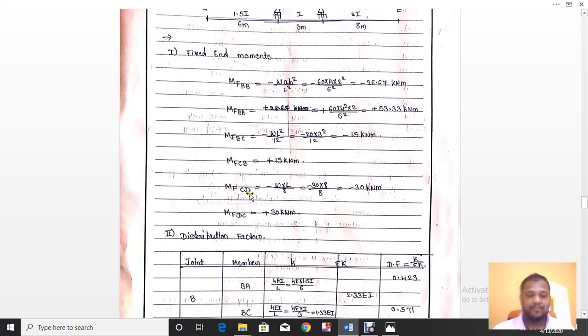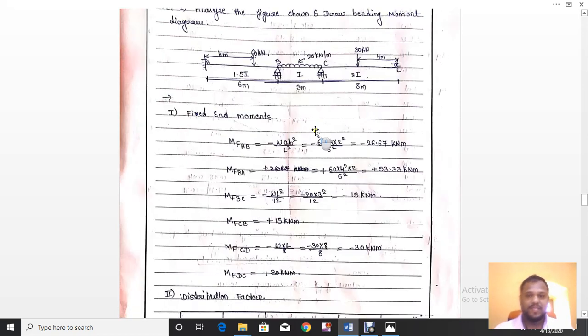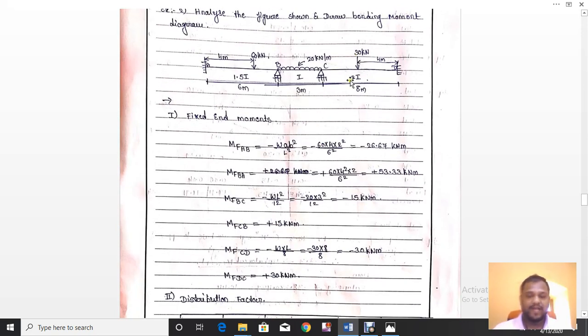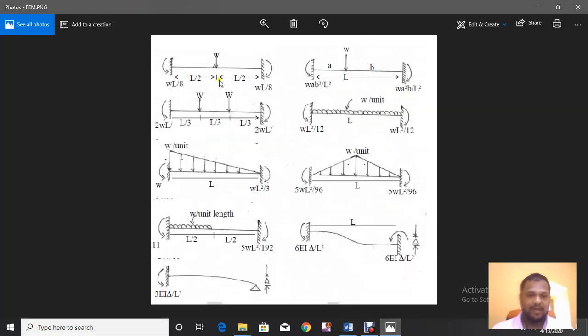Next MFCD. You can see it is a point load acting at the center. So the fixed end moment at CD is minus WL by 8, minus 30 into 8 divided by 8, it is minus 30. Similarly for DC it is plus WL by 8, so it is plus 30. In this formula, if the load is acting at the center, it is WL by 8 on both sides.